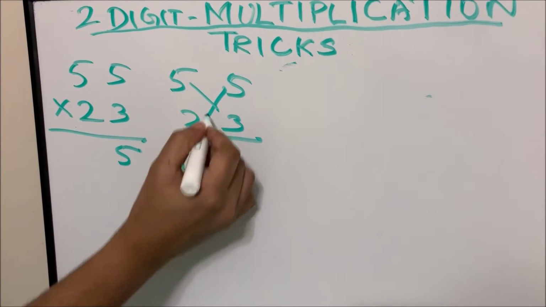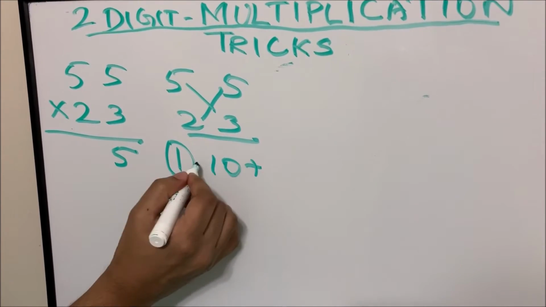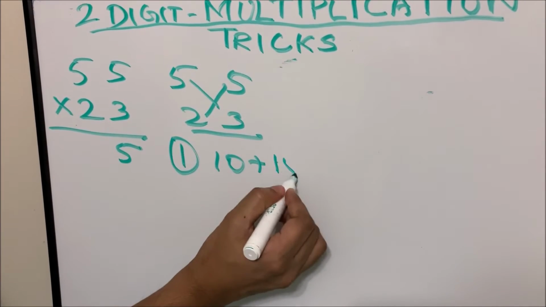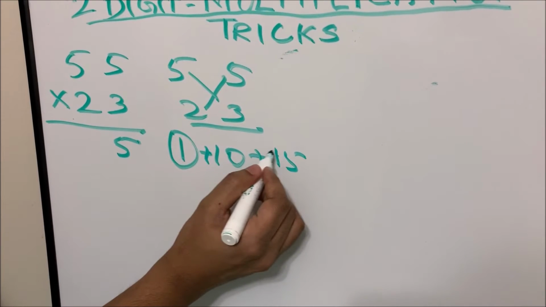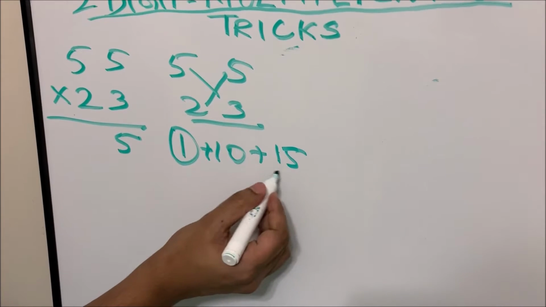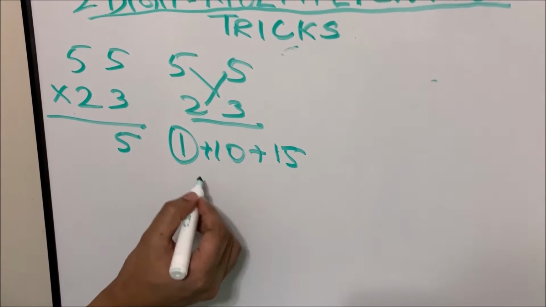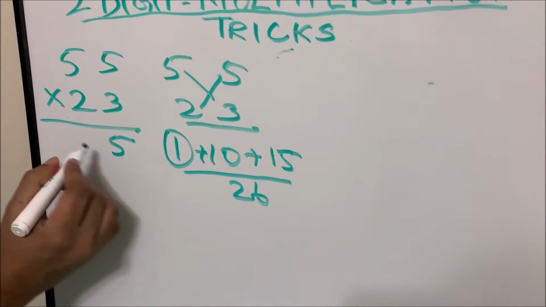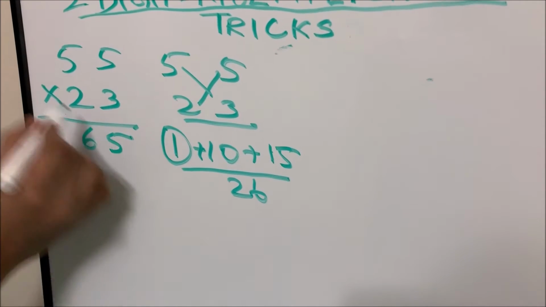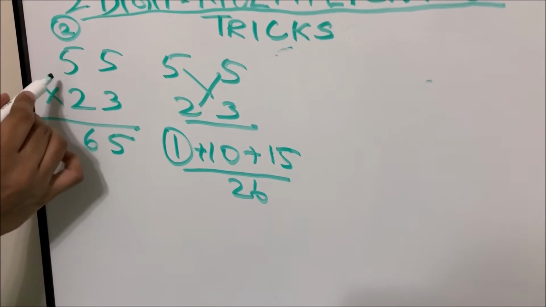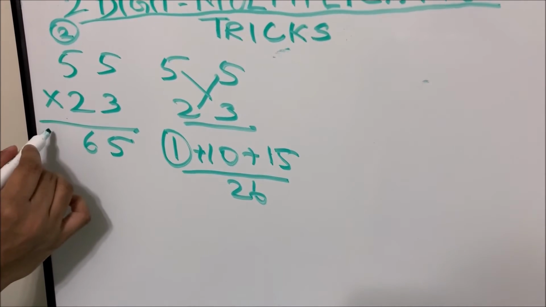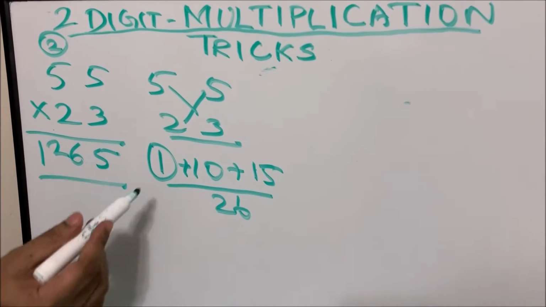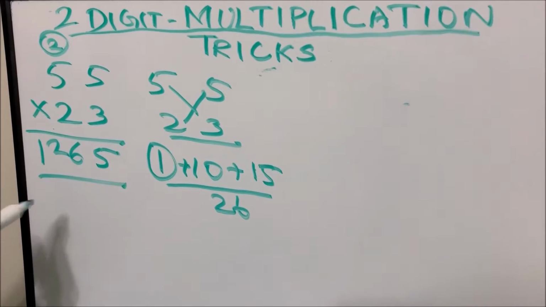5 twos are 10, plus 5 threes are 15, and adding all these together, 15 plus 10 is 25, 25 plus 1 is 26. Since this is two digits, I am putting 6 here and then carrying over 2 here. 5 twos are 10, 10 plus 2 is 12, so 1265 is the answer. So this is the easy trick to do the multiplication.